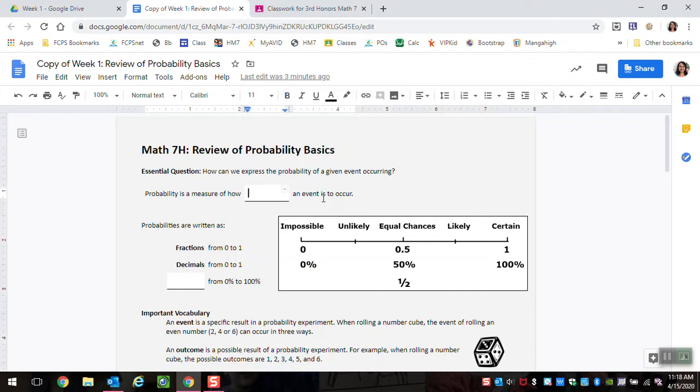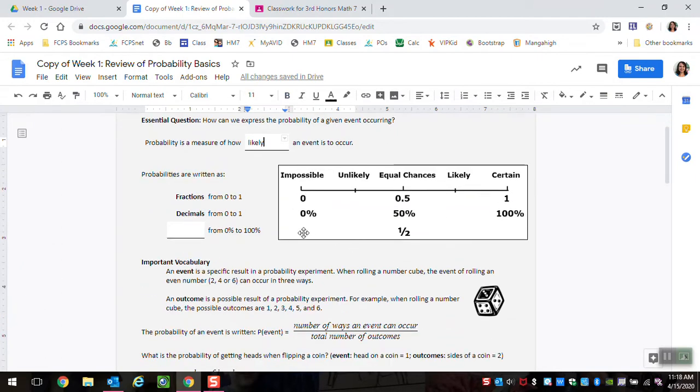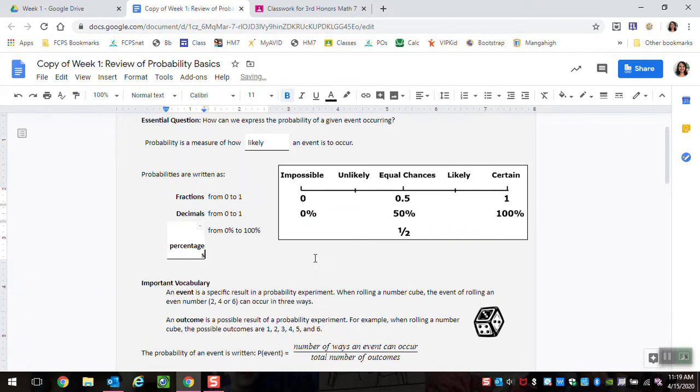Probability is the measure of how likely an event is to occur. All probabilities go from 0 to 1, 0 meaning impossible, 1 meaning certain, 100%. So probabilities are written as fractions or decimals or percentages from 0 to 100%.